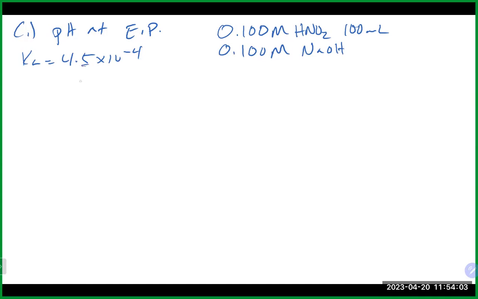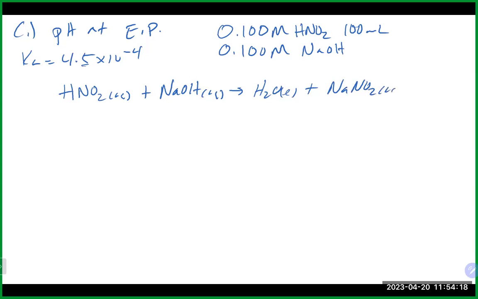So we're going to still have our reaction. So that's going to be our HNO2 plus our sodium hydroxide, going to give us the same reaction, which is our water and a little sodium nitrite. Once again, here we do want to do moles. So we're going to do 0.1 times 0.1 for our HNO2, gives us 0.01 moles.